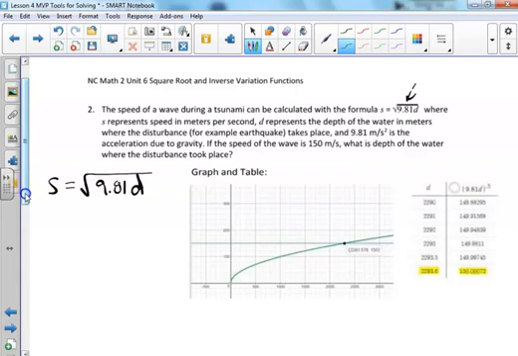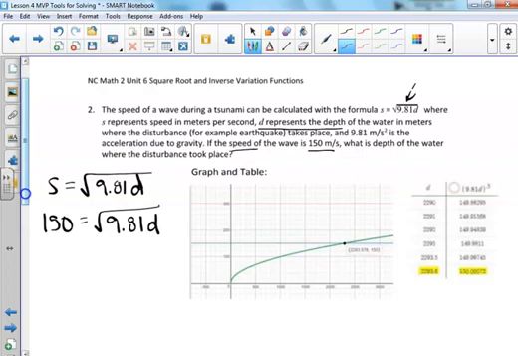We are then told that the speed of a wave is 150 meters per second. Therefore, we can substitute 150 in where we see S. And we're asked at this point to find the depth of the water where the disturbance takes place. Keep in mind that the depth of the water was our d value. Therefore, we need to solve this radical function for d.